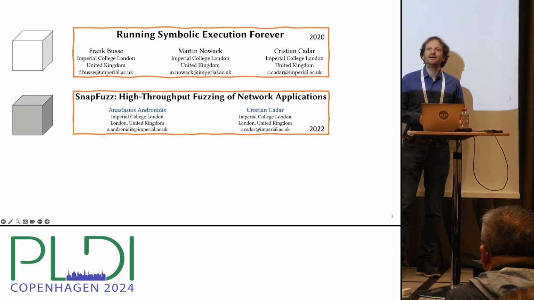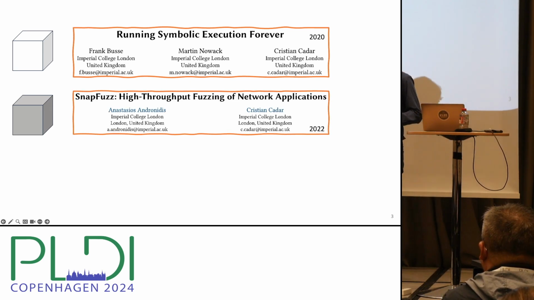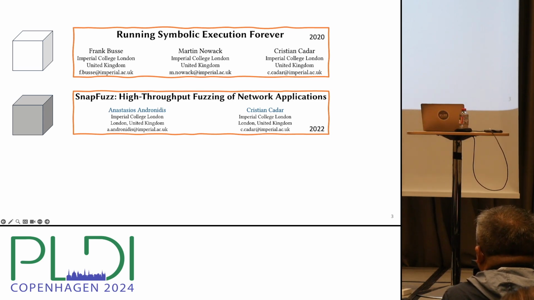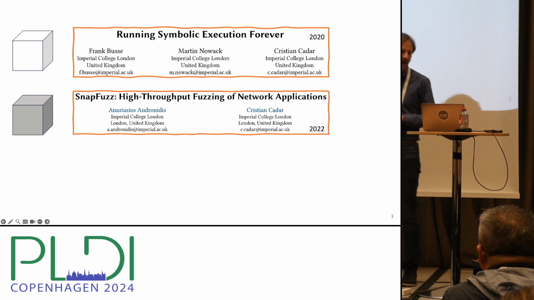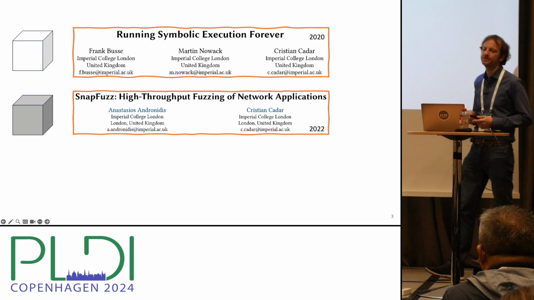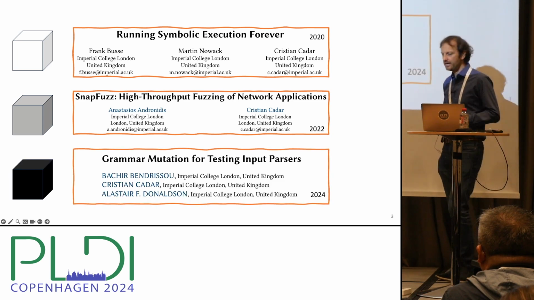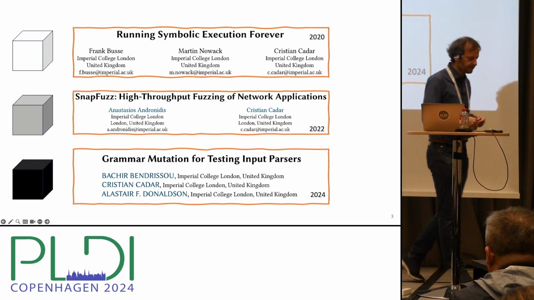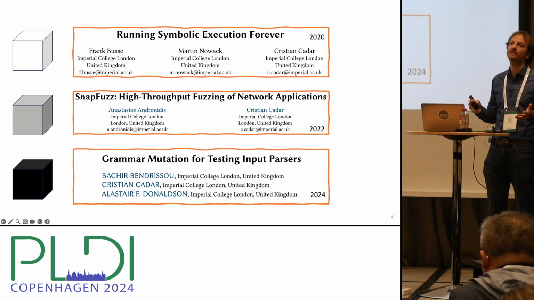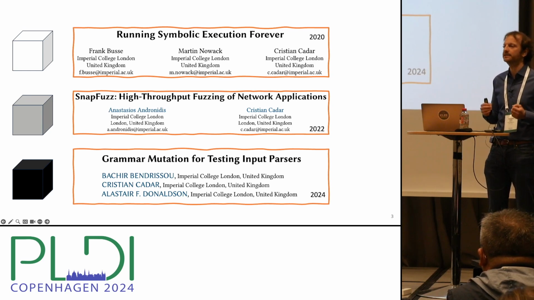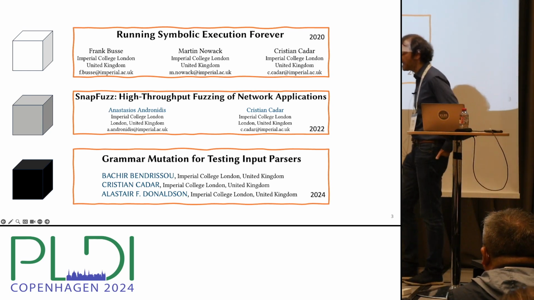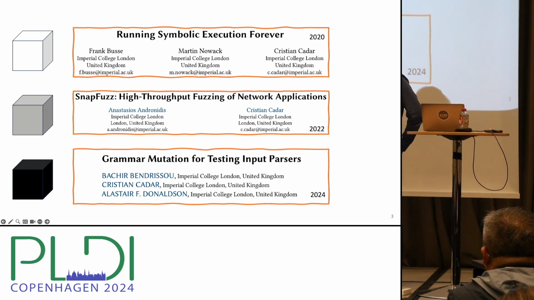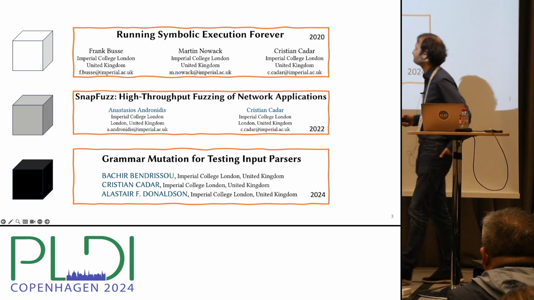I've also done a lot of work on greybox fuzzing recently, and for instance, one of the projects that we've worked on was on high throughput fuzzing for network applications. And most recently, I've started to look at blackbox fuzzing, particularly grammar-based fuzzing, and particularly in the context of compiler testing. Although this paper that I showed here, which I will discuss a bit later on, is not on compiler fuzzing.